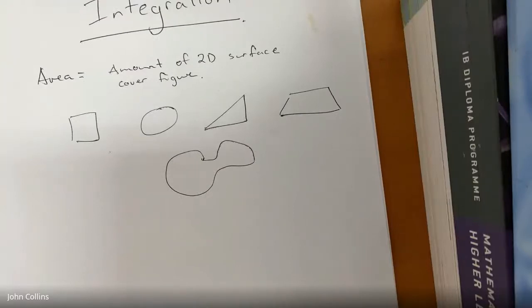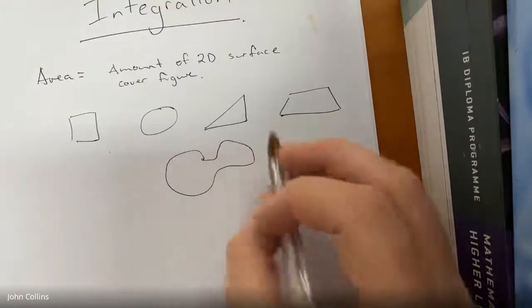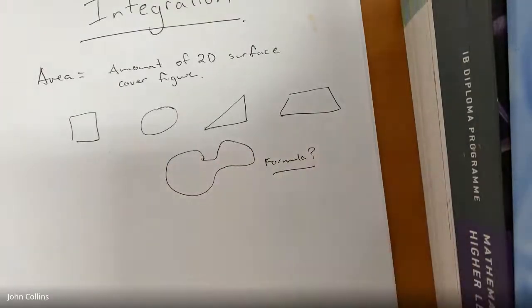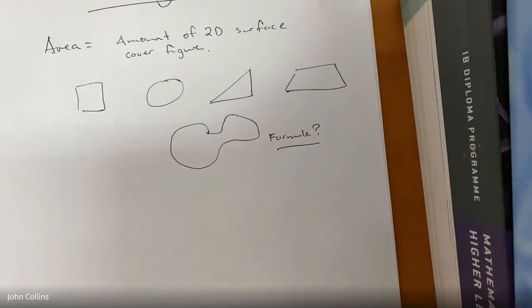How do we get the area of this random shape? Where is the formula? That's the problem mathematicians always have to face.